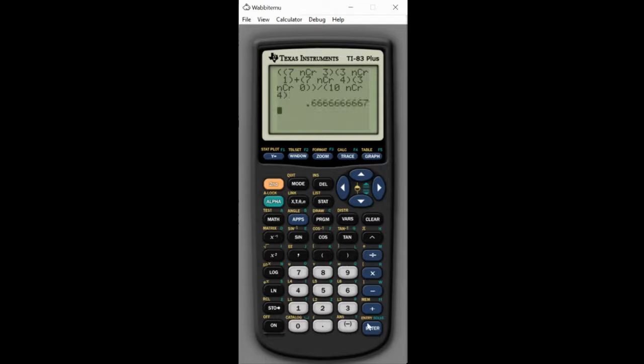Okay, and then I'm going to hit enter, and if you notice, I'm coming up with 0.66, a whole bunch of 6s, and the directions on the problem asked me to round to 3 decimal places, and so that's how we came up with the 0.667.